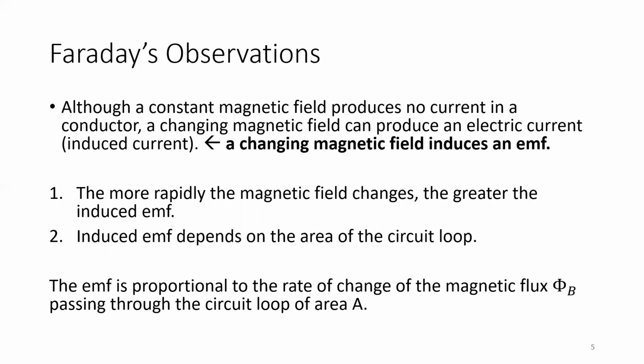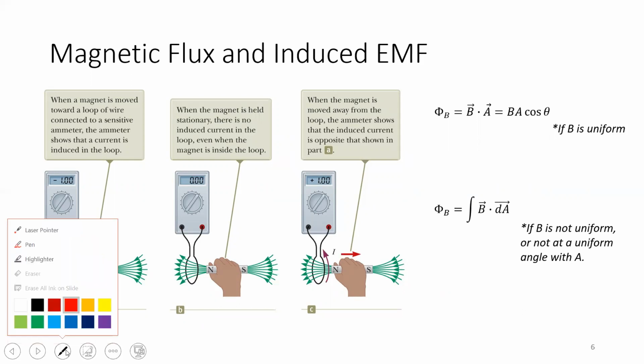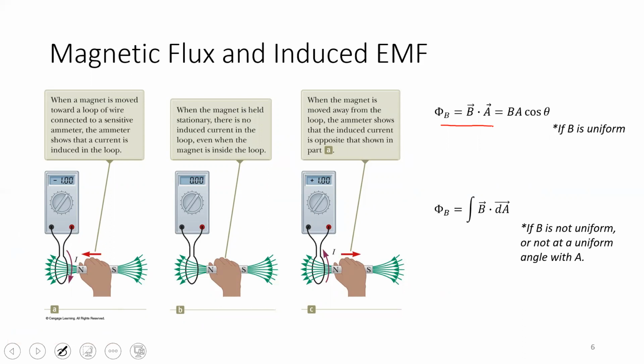The induced EMF also depends on the area of the circuit loop. So the EMF is proportional to the rate of change of magnetic flux passing through the circuit loop of area A. What can we compare that to? Let's compare it to our equations with magnetic flux, and remind ourselves what magnetic flux is. Magnetic flux, remember, is B dotted with A. So it's our magnetic field and how it goes through our current loop area.